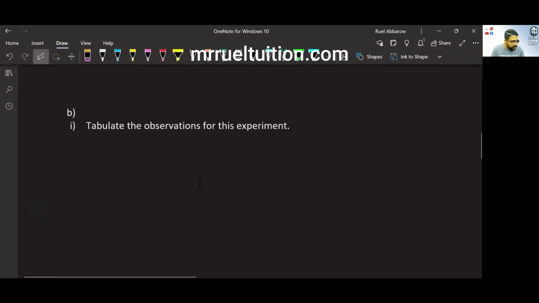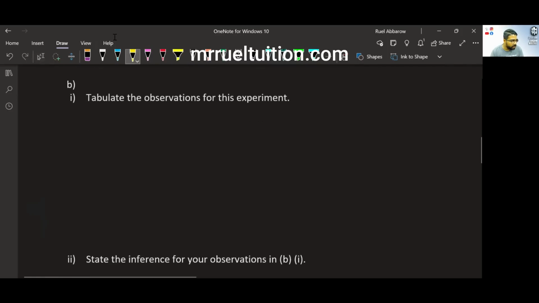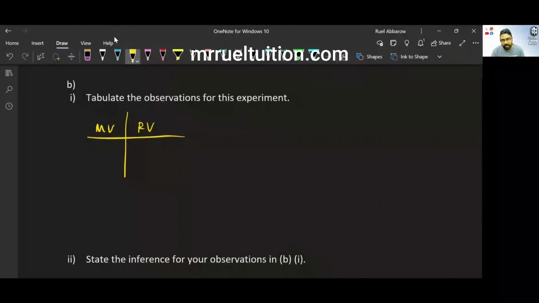So the basic table consists of MV, manipulated variable, in the first column, and second column, responding variable. This is the basic table. However, if there's any other data that you collect from the experiment, any other values that you measure or anything else that you observe, everything must be tabulated, right?